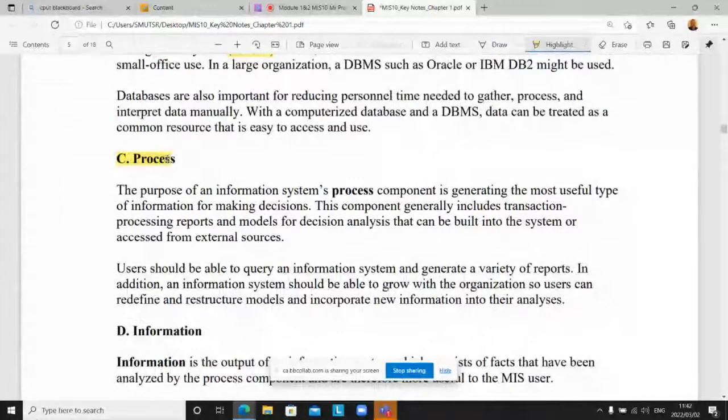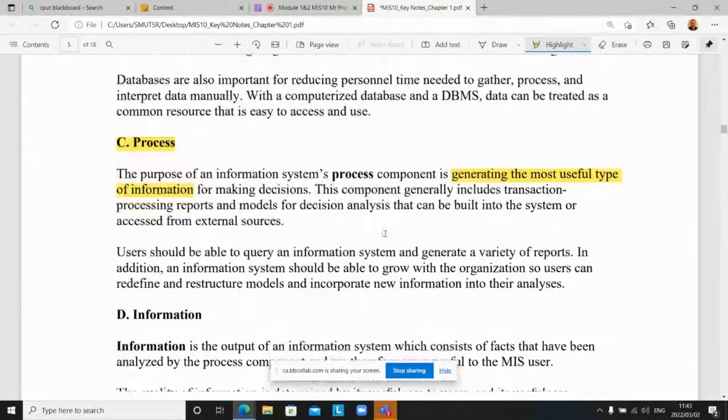Third one is a process. Let's keep it simple. It generates information. As simple as that. That's what a process is. So it will take the data you put in, all of the students' information, and it will generate the most useful type of information. For example, how many students we have registered in what faculty.